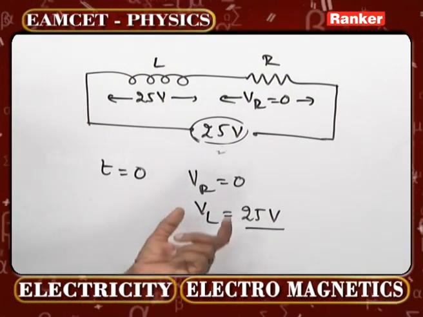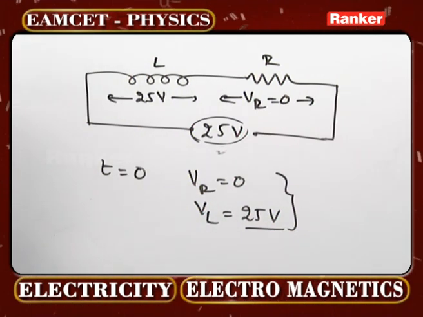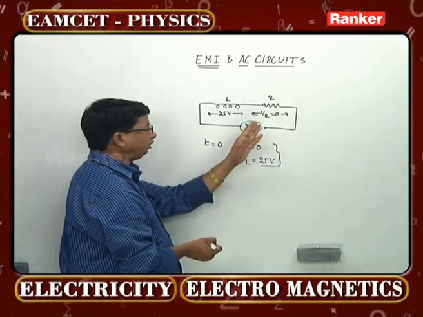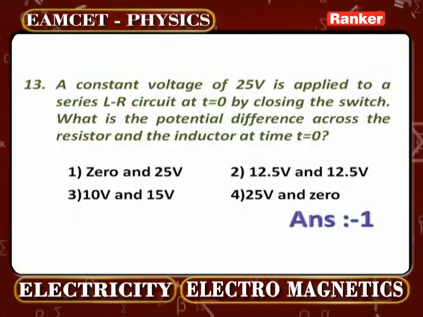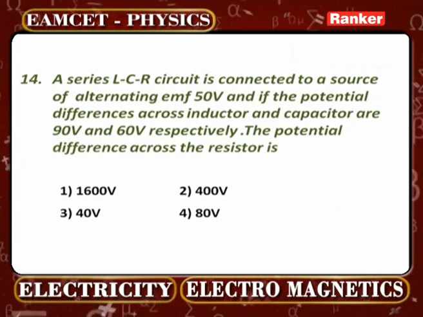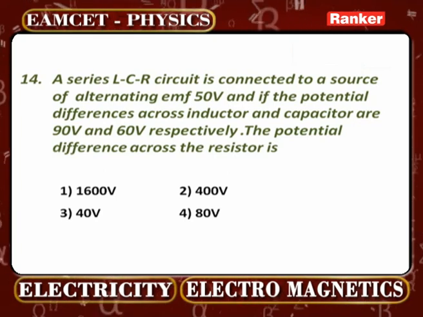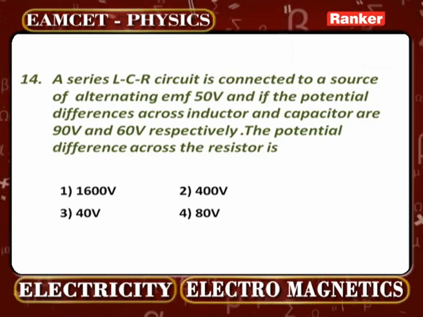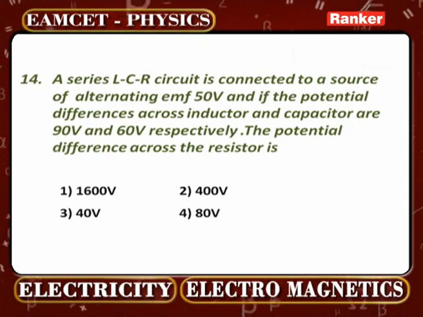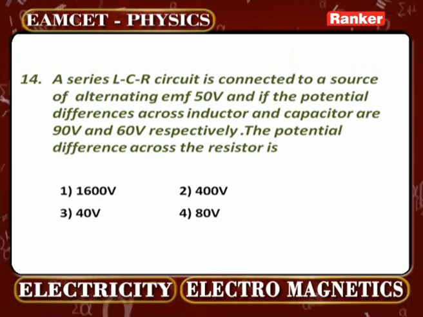So which option is correct over here? You check that one. 0 and 25 volt should be the very first option for us as far as the 13th question is concerned. Look at the next one, problem number 14. A series LCR circuit is connected to a source of alternating EMF 50 volt. And if the potential differences across the inductor and capacitor are 90 and 60 volt respectively, the potential difference across the resistor is how much?